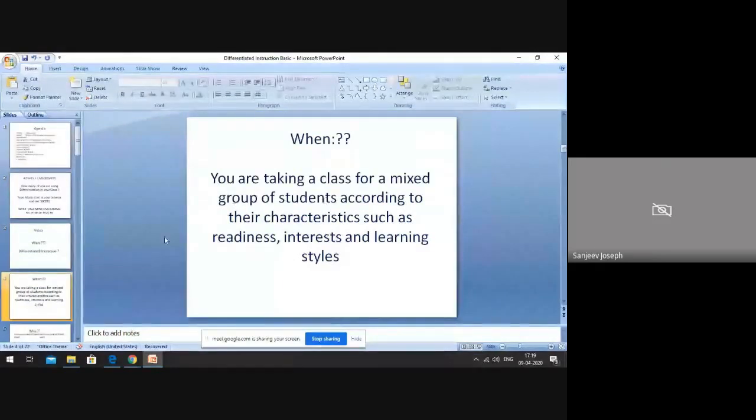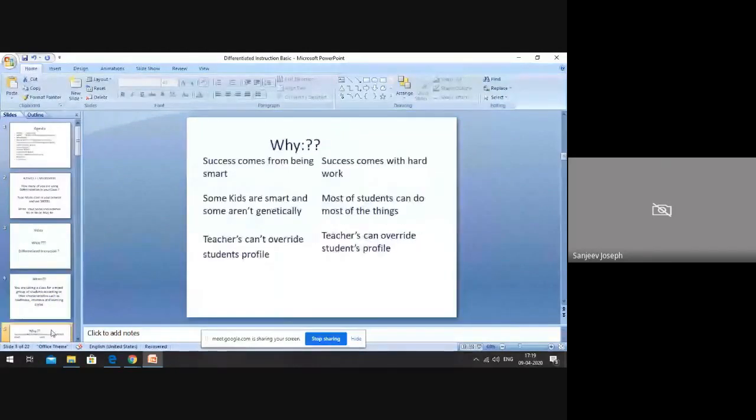The next we go is why we do differentiated instruction. This is very important for us as a teacher to understand. There are a few points written at the left and a few points written at the right, which I'm going to highlight now. We usually think that success comes from being smart. That is, children who are either sitting in classroom or online are already smart. Some kids are smart and some aren't, because they are genetically like that. That is also sometimes our thought.